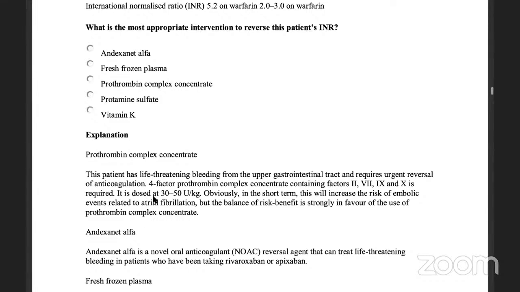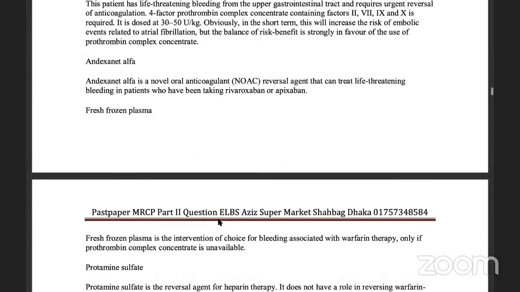So, life-threatening upper GI bleeding requires reversal of anticoagulation with prothrombin complex, factors 2, 7, 9 and 10, at a dose of 30 to 50. Obviously, in the short term, this will increase the risk of embolic events related to atrial fibrillation. But the balance of risk and benefit is strongly in favor of use of prothrombin complex concentrate.